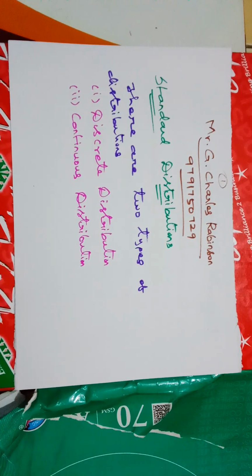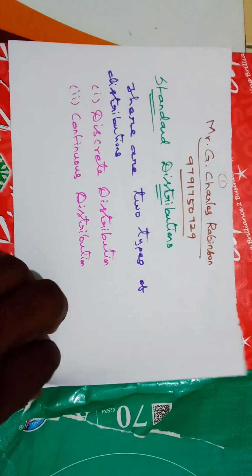So, very interesting standard distributions. There are two types of distributions. One is discrete distribution, another one is continuous distribution, isn't it? So already we know about discrete and continuous. The first type of data is discrete, another is continuous. According to the given data, we decide whether the distribution belongs to discrete or continuous, isn't it? Okay.